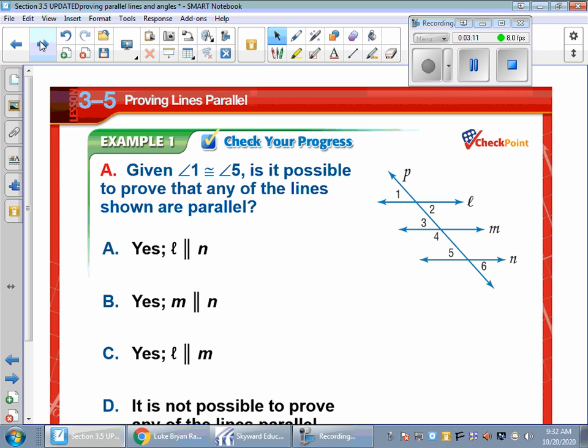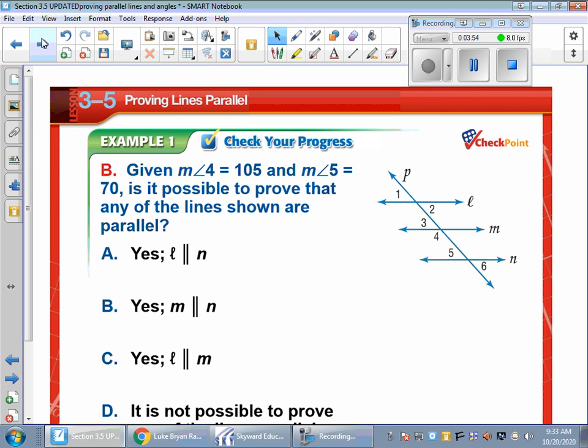So next slide, again, it says given that angle 1 is congruent to angle 5, do we have any parallel lines? So again, angle 1 and angle 5 are called corresponding because they're in the same location of the clusters. So yes, the lines are parallel, but then you have to determine which lines are parallel. So you have to look and see which lines they're talking about, and you're looking at the lines that form the angles. So we're going to look at line L and line N. So final answer will be option A. Again, corresponding angles are congruent, lines are parallel.